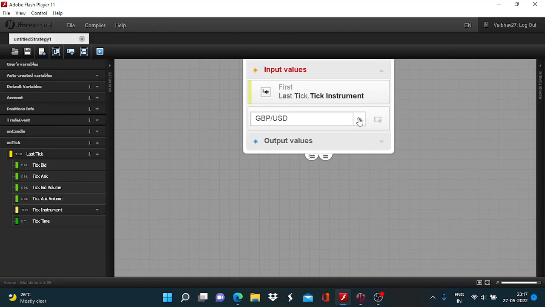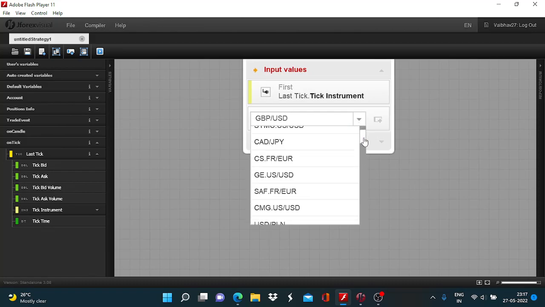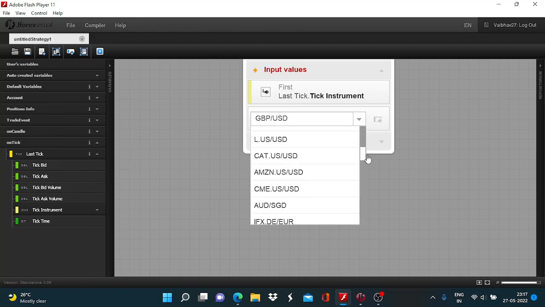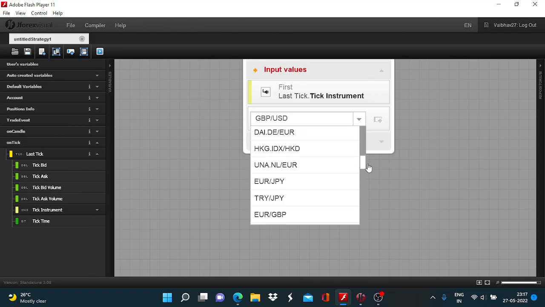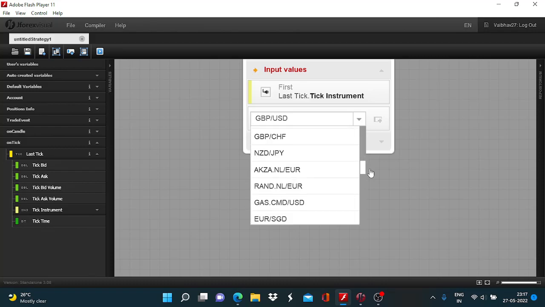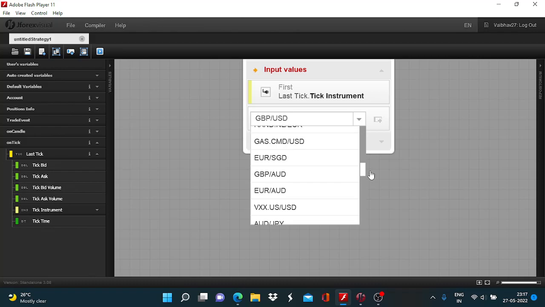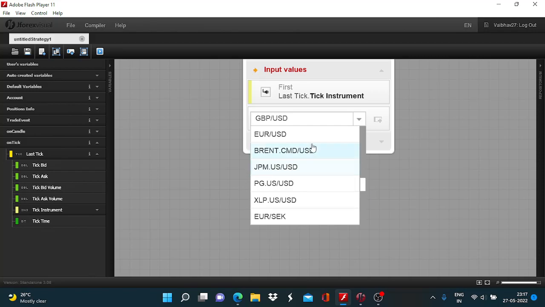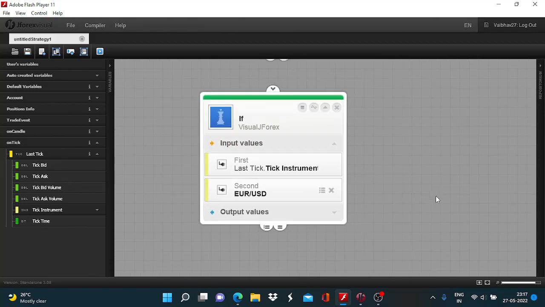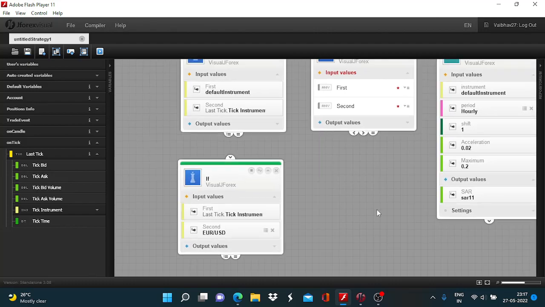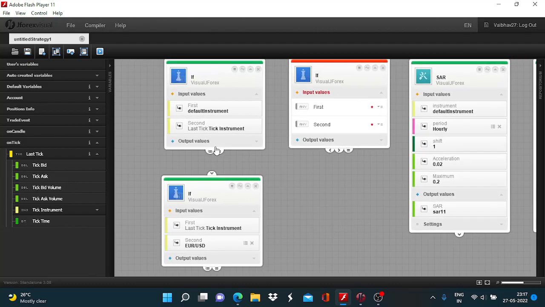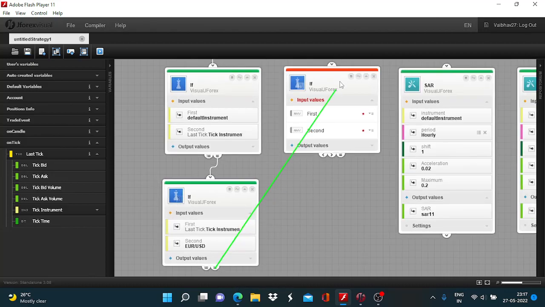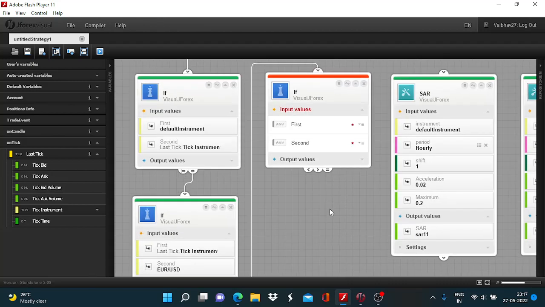This is frustrating, so let us zoom in, and this time around it shouldn't take much time. Okay, here it is. First input equals second input. Again, first input equals second input.